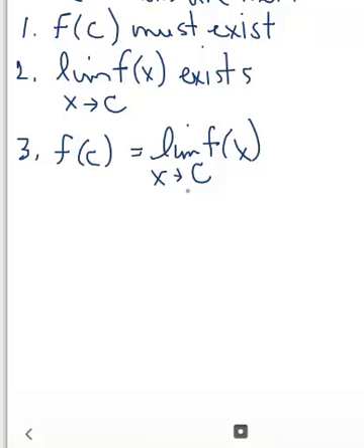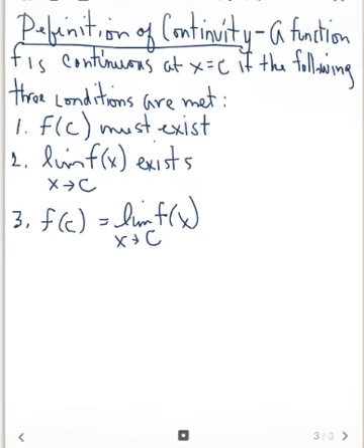So in the next video, we're going to look at some specific examples on a graph of how to verify, prove, that we have continuity or we don't. So I'll see you soon.